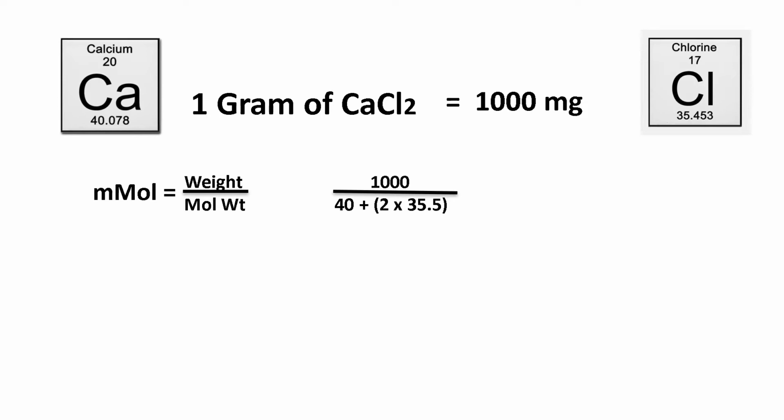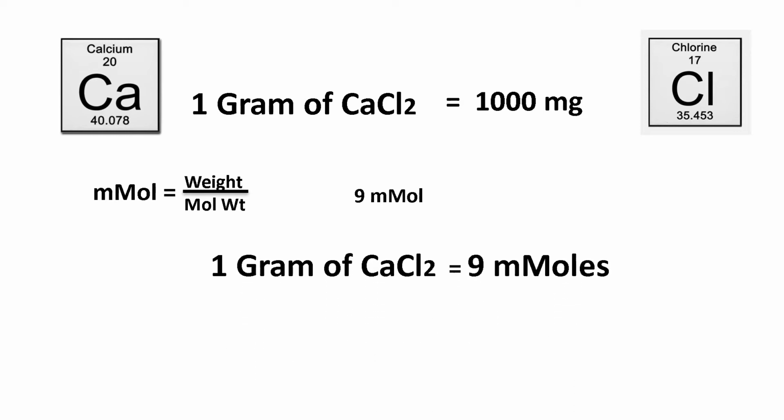And the molecular weight of calcium chloride is 40, which is the atomic weight of calcium, plus 2 times the atomic weight of chlorine, since calcium chloride contains 1 calcium ion and 2 chloride ions. Now when we simplify this, we get a value of 9 millimoles. So 1 gram of calcium chloride is equal to 9 millimoles.